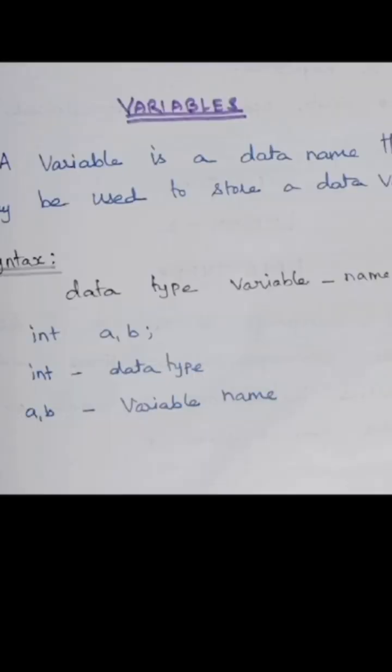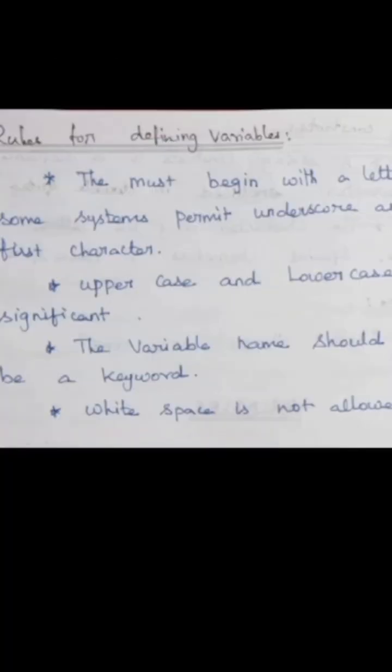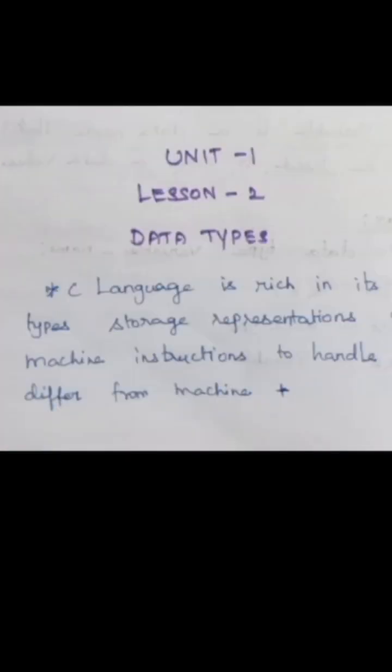Variables. A variable is a data name that may be used to store a data value. Syntax: data type, variable name. Rules for defining variables. They must begin with a letter. Some systems permit underscore as the first character. Uppercase and lowercase are significant. The variable name should not be a keyword. Whitespace is not allowed.